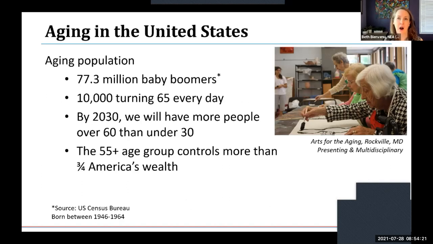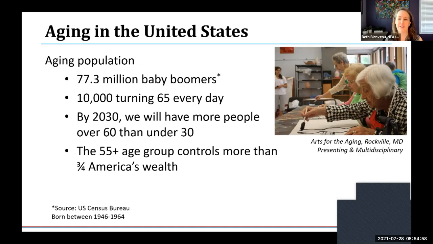So we talk about how our population is aging. You know, we're very aware of the baby boomer population being much larger than the other generations before. And there are 77.3 million baby boomers, according to the US Census. And that's people born between 1946 and 1964. 10,000 of them are turning 65 every day. By 2030, we will have more people over age 60 than under age 30. The 55 plus age group controls more than 3/4 of America's wealth.